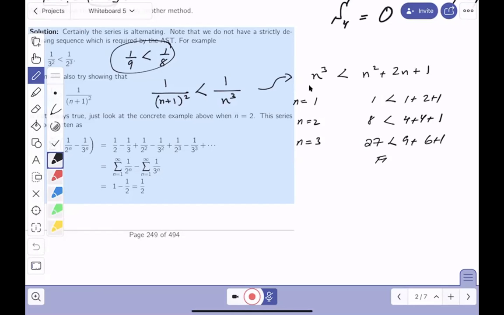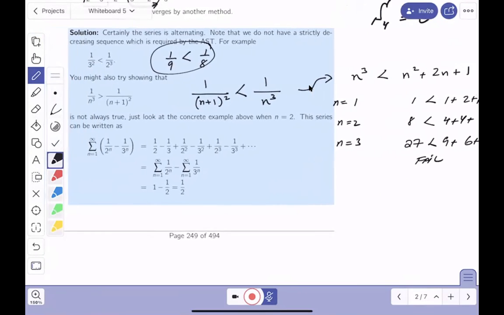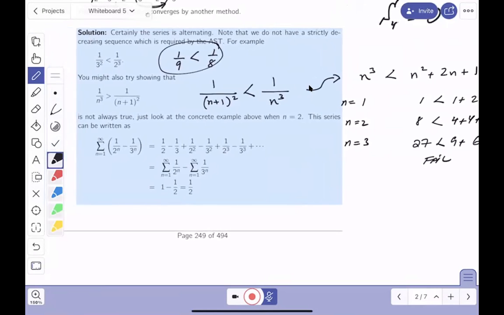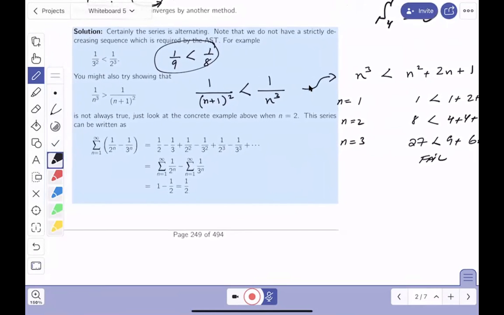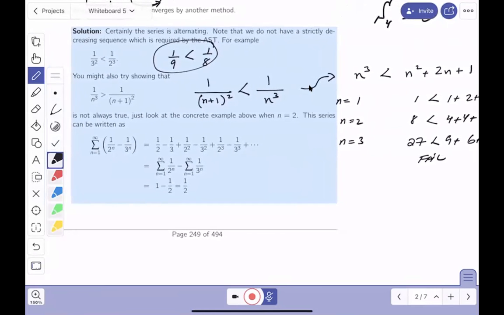This is a failure. What I mean by failure is that I'm starting to see something now, all right? I'm starting to see something I'm not expecting to see, and a failure over there. So let's take a look at this. It's not always true. Look at a concrete example above when n equals 2. And yeah, I found a failure at n equals 2, right? That's not so bad. I found it.